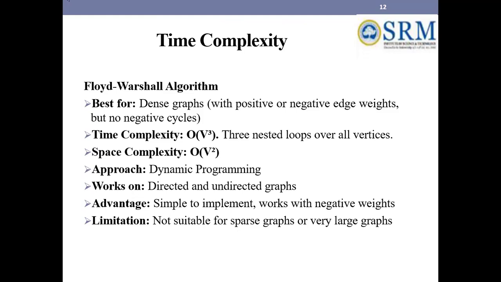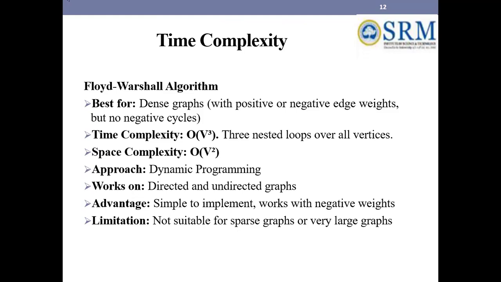There are three loops: k equal to 1 to v, i equal to 1 to v, j equal to 1 to v. K, i, j. There are three for loops. For every loop, there is one addition. So order of v power 3, v being the number of vertices. If the number of vertices is 4, it is 4 into 4 into 4. That is the time complexity.